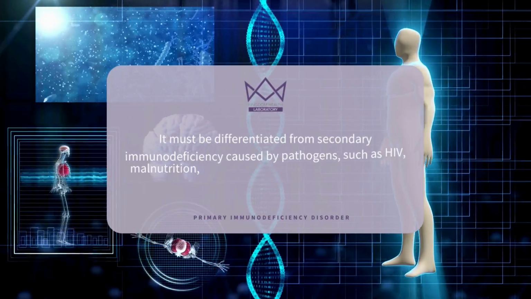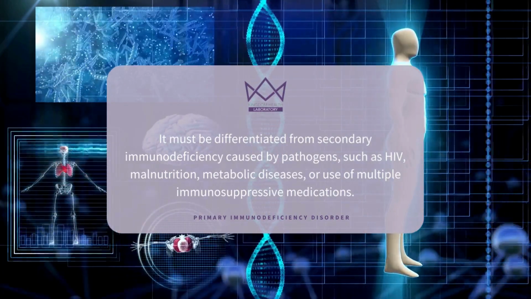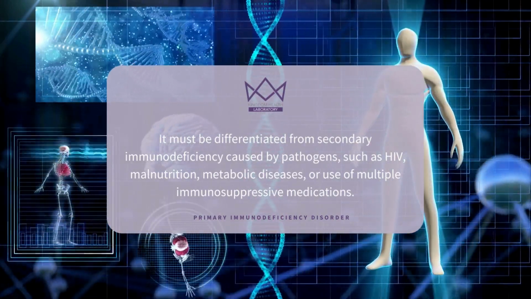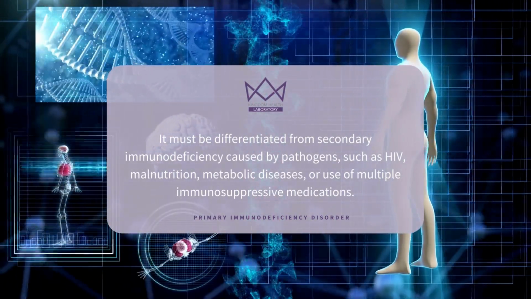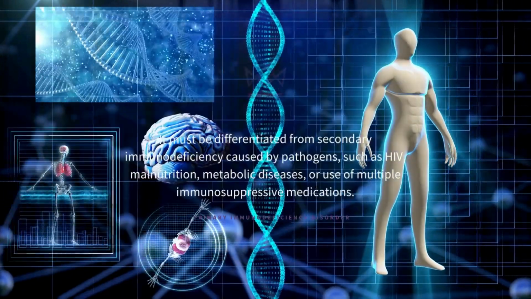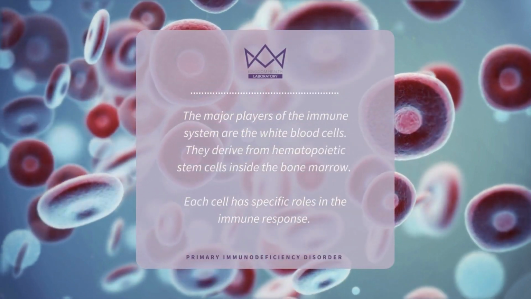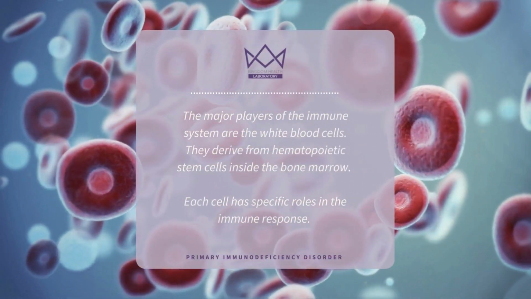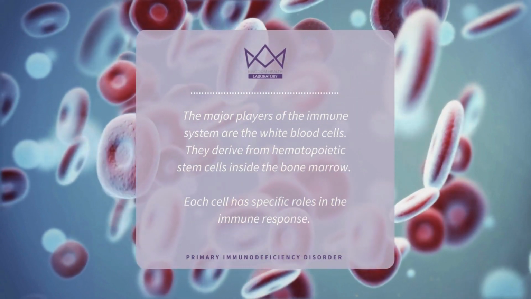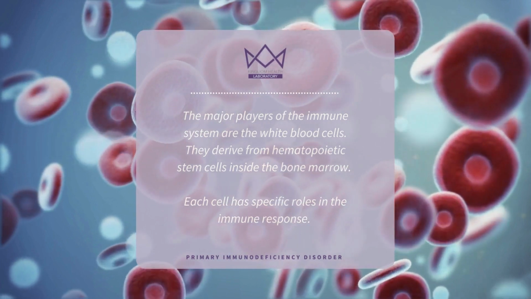It must be differentiated from secondary immunodeficiency caused by pathogens such as HIV, malnutrition, metabolic diseases, or use of multiple immunosuppressive medications. The major players of the immune system are the white blood cells. They derive from hematopoietic stem cells inside the bone marrow. Each cell has specific roles in the immune response.